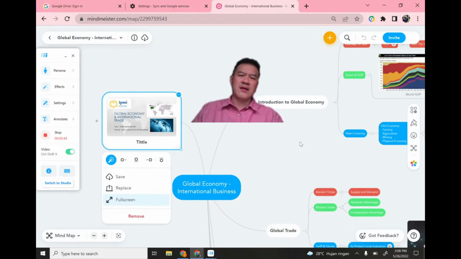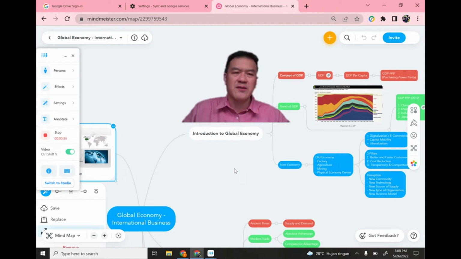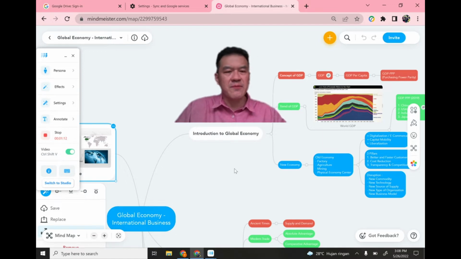So, introducing you to the global economy, we start with the concept of GDP. GDP, or gross domestic product, is basically the market value of a country, the market value of their products and also the market value of their services altogether. GDP per capita is another way of representing this value. GDP per capita divides the nominal GDP by the number of people in the country.